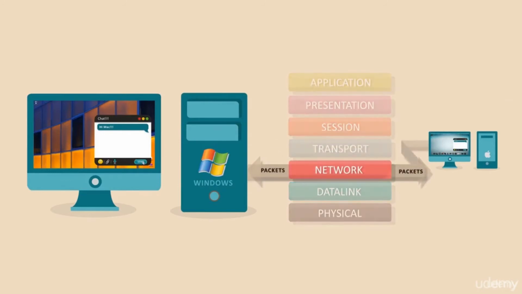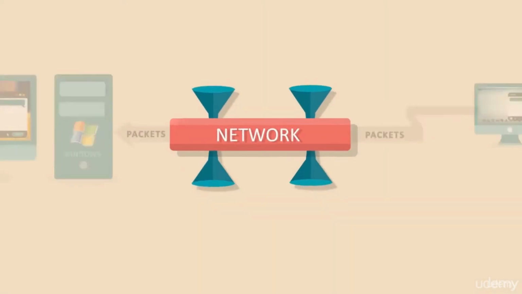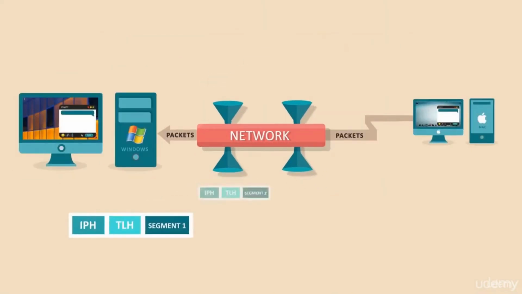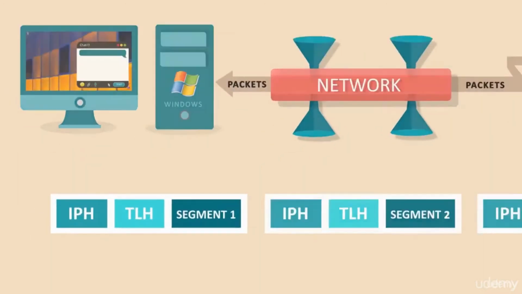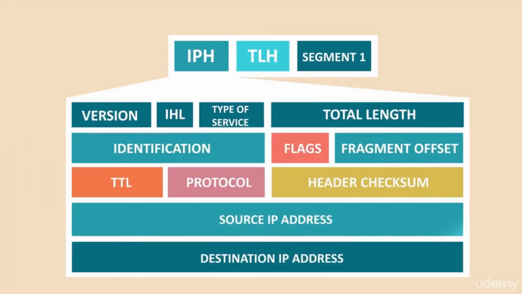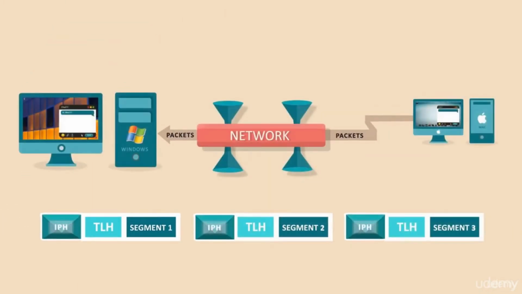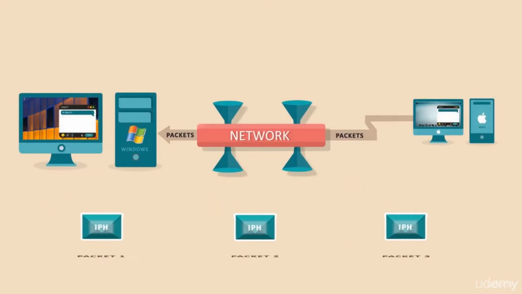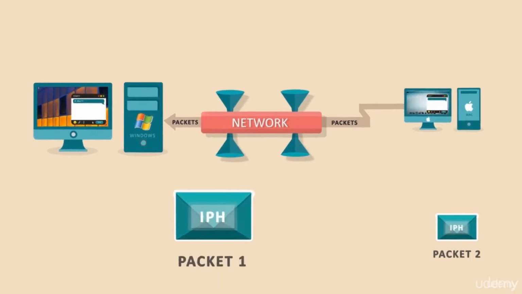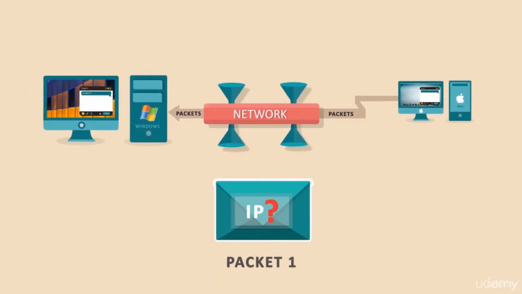Network layer is responsible for the host-to-host delivery of data segments from the transport layer. This layer adds a header called the IP header, consisting of the source and destination IP address, which is similar to that of putting a letter into an envelope with a from and to address, thus converting the segment of data into a packet of data. So, what is an IP address? Similar to that of a physical mailing address, Internet Protocol Address is a logical address that uniquely identifies each and every system connected on a network.